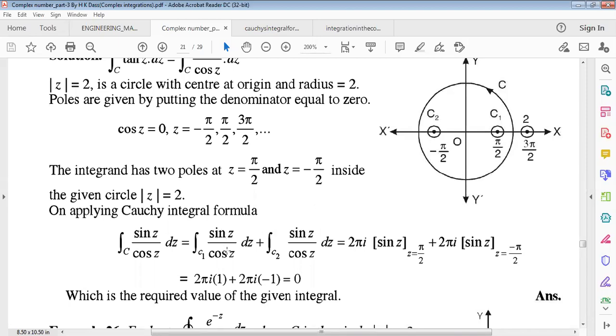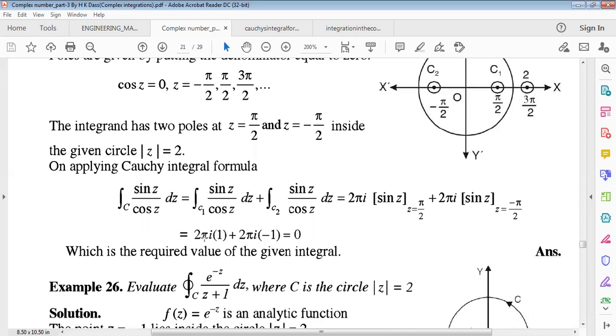So you have to take two parts of that integrand: sin z divided by cos z for the C1 curve and sin z divided by cos z for C2. Now 2πi sin z, this is the functional value f(z) at z = π/2, and the second part will be for z = -π/2. So you have to put the value z = -π/2 in the function sin z, that means f(z).